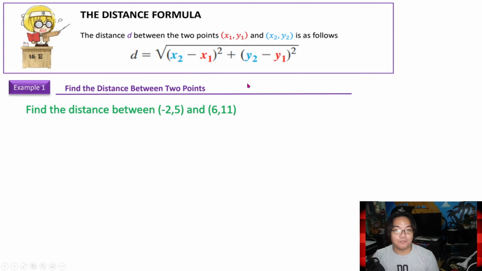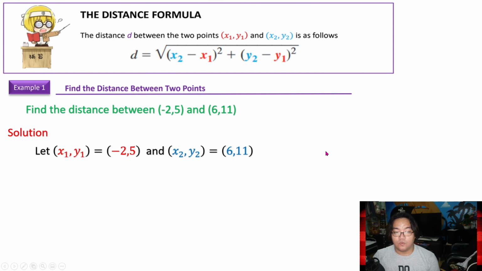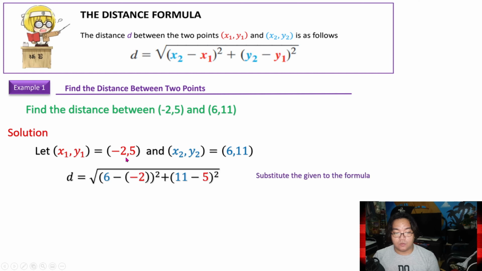So let's have examples. Find the distance between the coordinates negative 2, 5 and 6, 11. First, we have to represent our points. Say for example, our first point is negative 2, 5 and our second point is 6, 11. You can use any of these two as your first and second points. It will give you the same answer. So now that we know which one is our x sub 1, y sub 1 and x sub 2, y sub 2, we plug it in the distance formula.